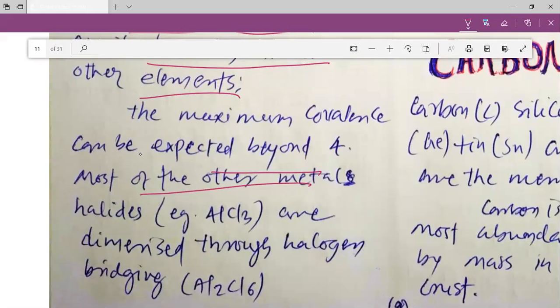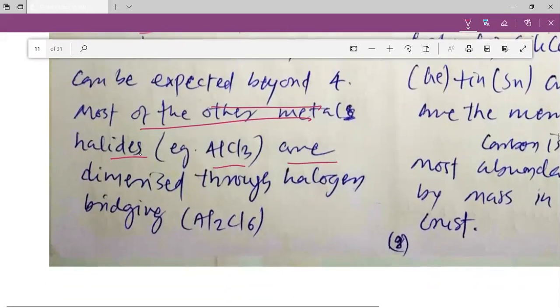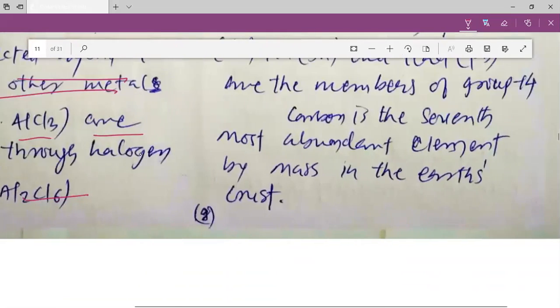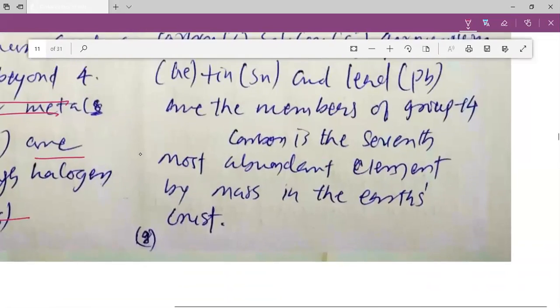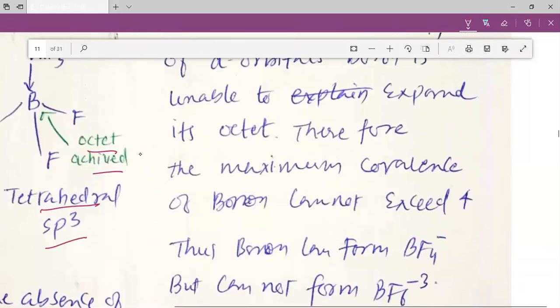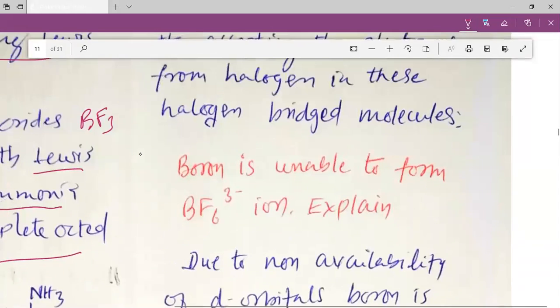Most of the other metal halides like AlCl3 are dimerized through halogen bridges. Like Al2Cl6, we have even studied the bridged dimer of Al2Cl6, my dear students. So I think you will be able to understand. But still, if you cannot understand, you can ask me.